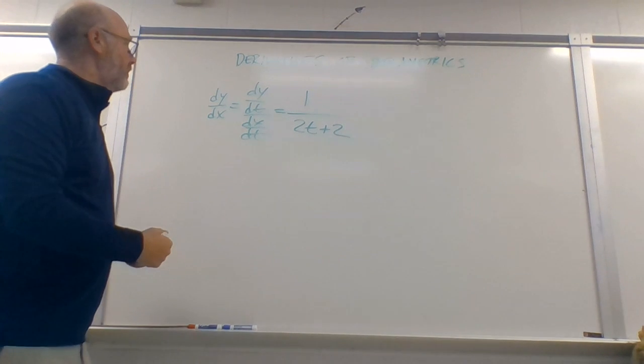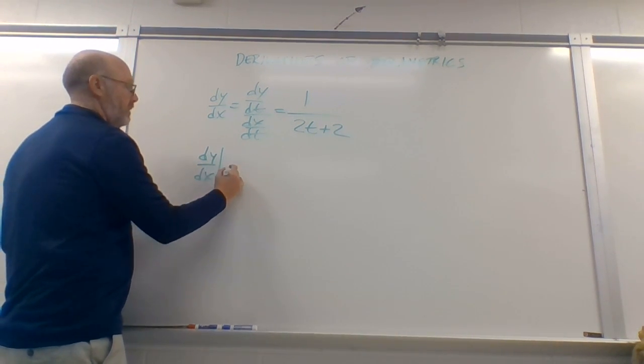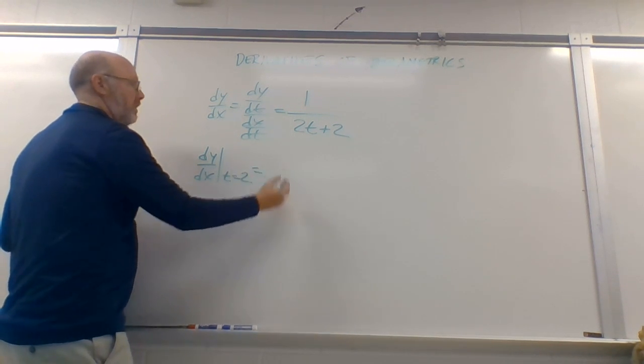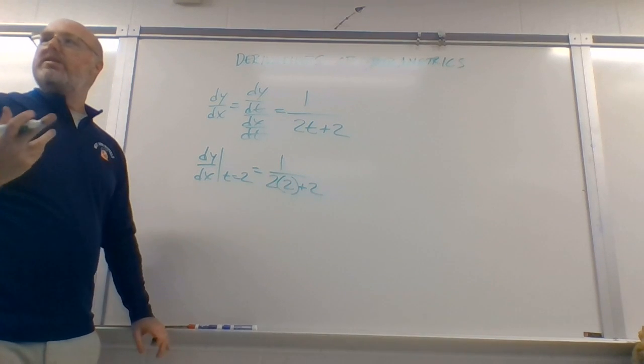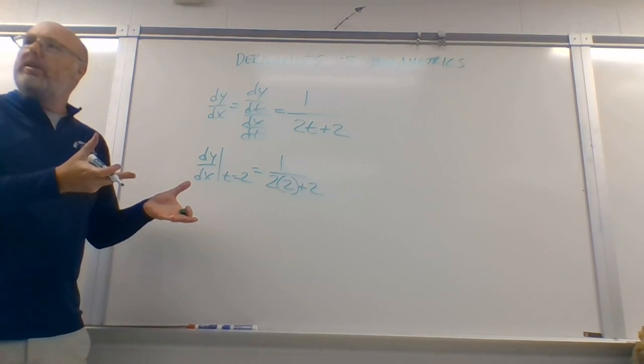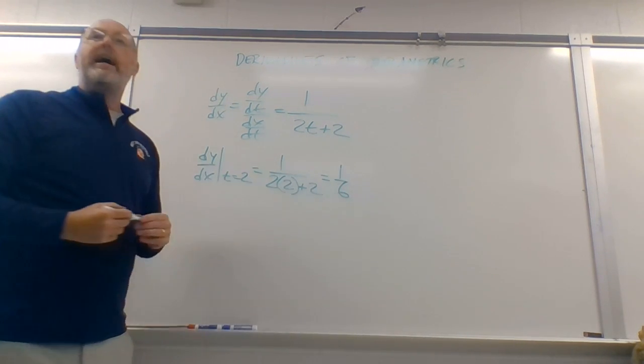All right, Ms. Harriman, and so what do I do next? You do dy over dx at t equals 2. And then plug in 2. Do you see why the notation's so important? The notation tells a story. So I get, what, 1/6? Yes. Okay.